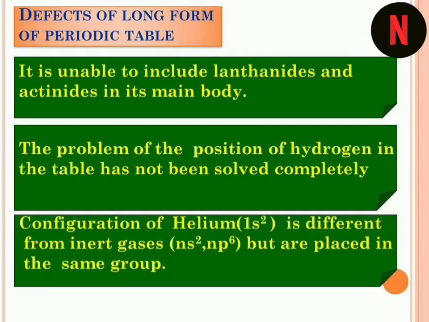The demerits of the modern periodic table are: it is unable to include lanthanides and actinides in its main body. The problem of the position of hydrogen in the table has not been solved completely. The configuration of helium is different from the other inert gases but it is placed in the same group.